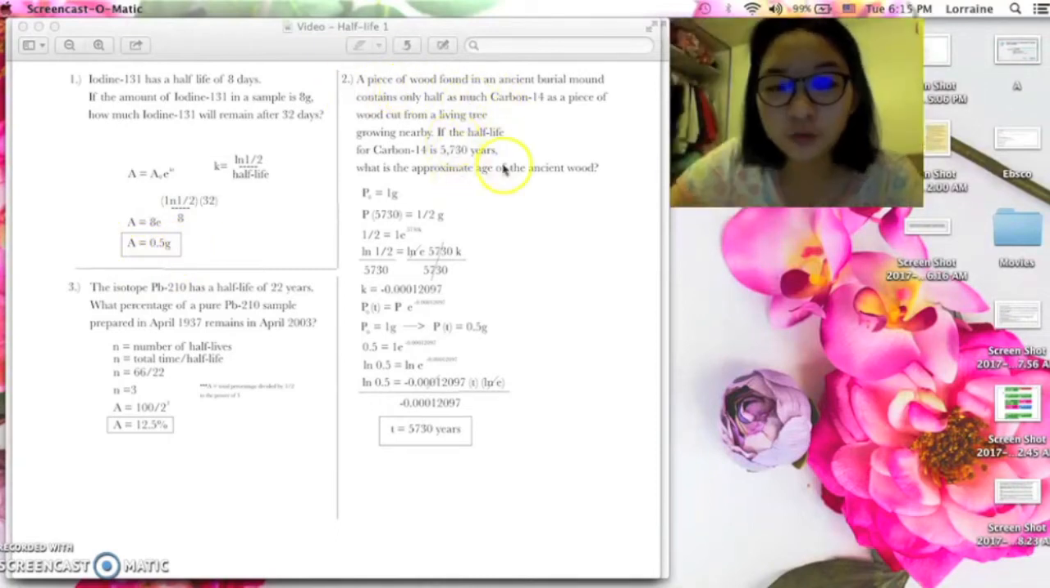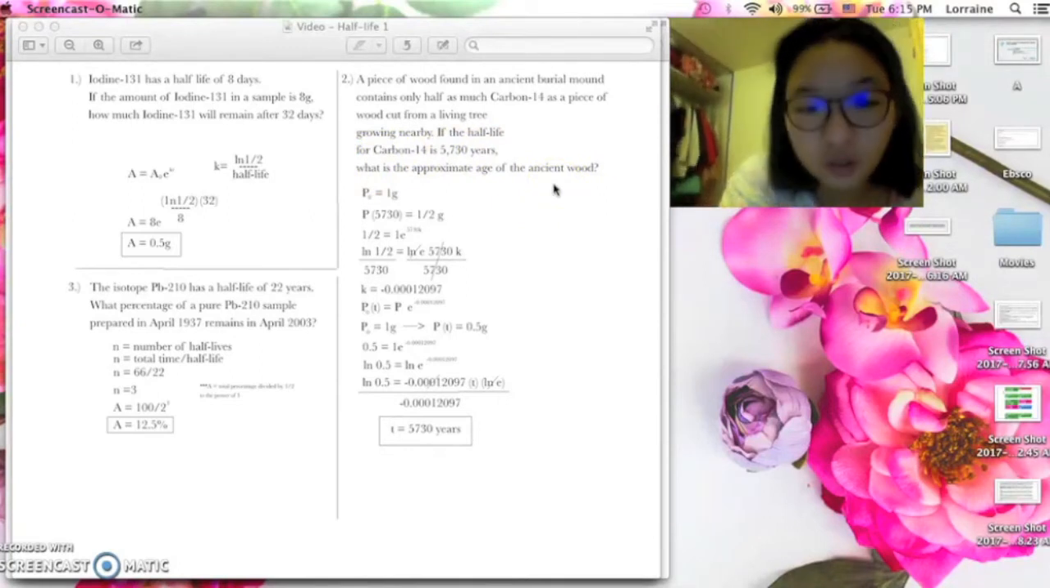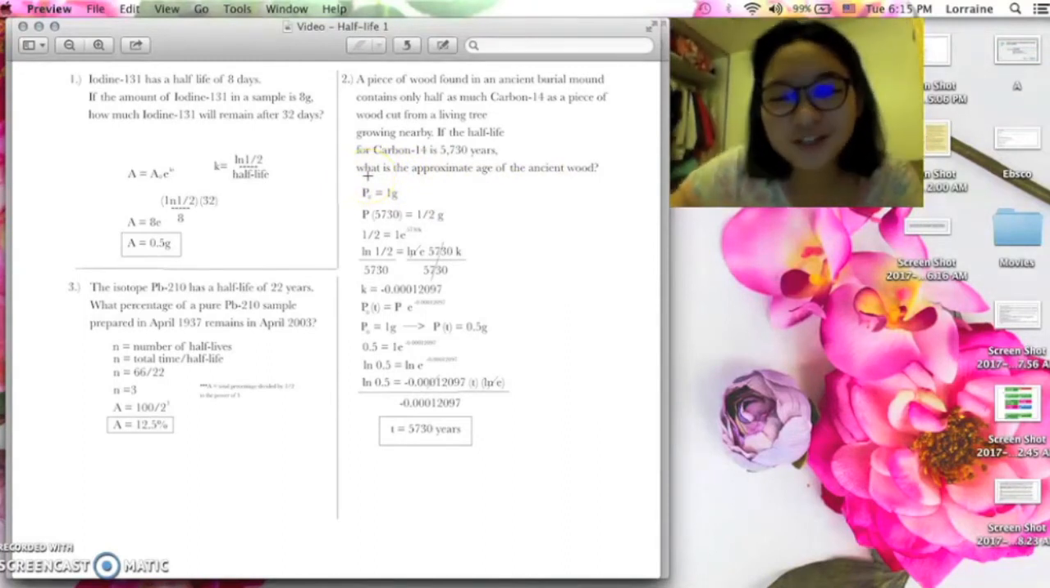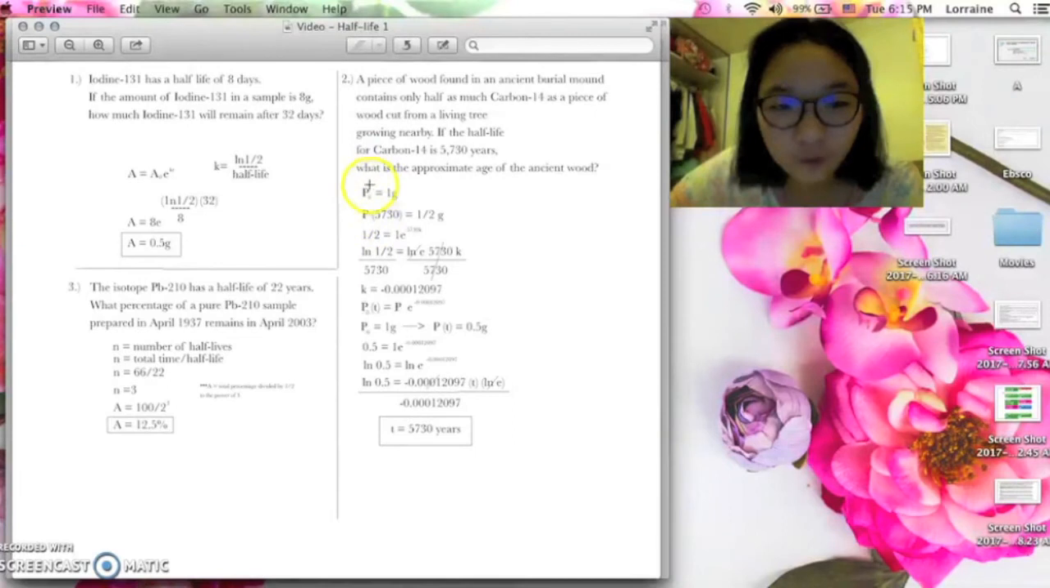So for number 2, we have a piece of wood found in an ancient burial mound that contains only half as much carbon-14 as a piece of wood cut from a living tree growing nearby. If the half-life for carbon-14 is 5,730 years, what is the approximate age of the ancient wood? Instead of using A, I used P for a change. For my original amount, P sub 0, I have 1 gram. The formula here is the derivation of A equals A sub 0 e to the kt.